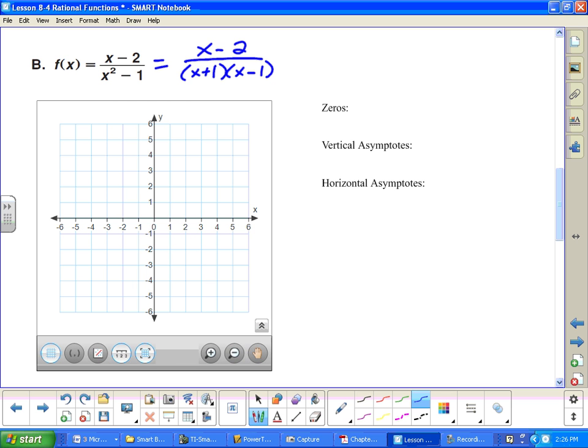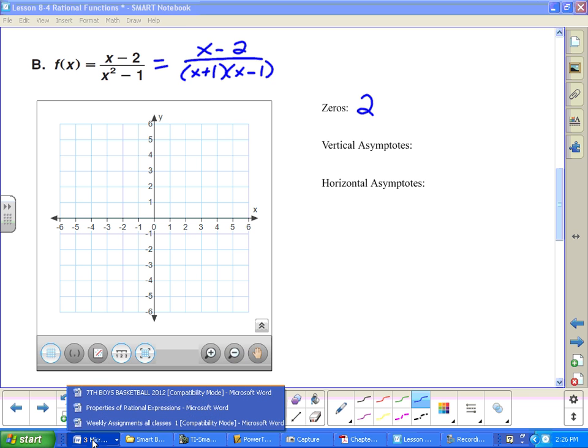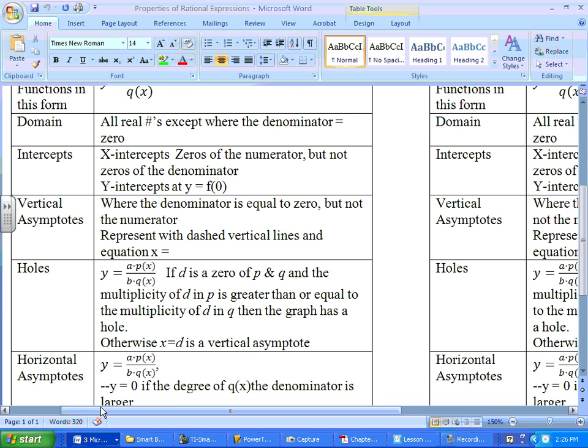So when I factor this, I get (x minus 2) over (x plus 1) times (x minus 1), those quantities. So where's it equal 0 at? Positive 2. Where the numerator equals 0 is where the zeros are. So this has one 0 at positive 2. Zeros, same as x-intercepts, are the zeros of the numerator. So when is the numerator equal to 0?